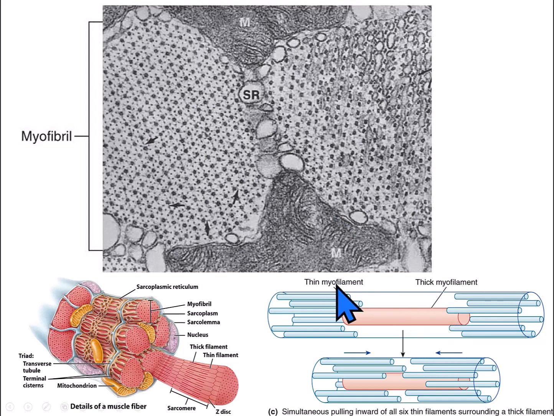But over here, if you cross section through here, you're going to get the thick filament with the thin filaments around it. Look at all this mitochondria in and around the myofibril, providing all that ATP for muscle contraction. And then here we have the sarcoplasmic reticulum, which is going to release that calcium for muscle contraction.